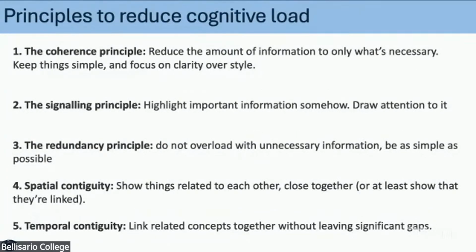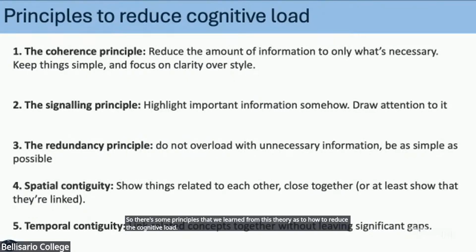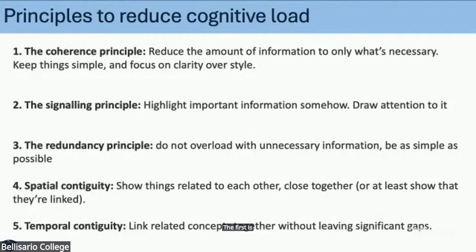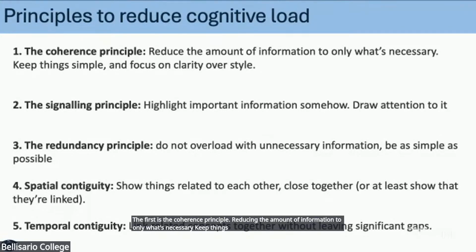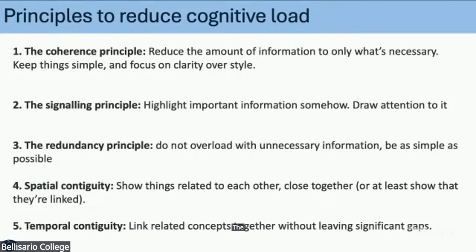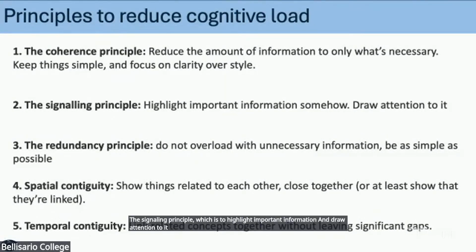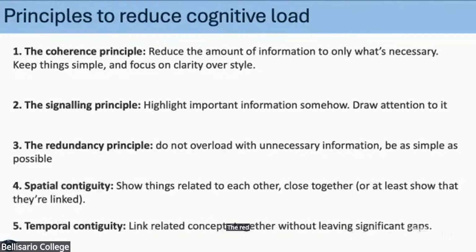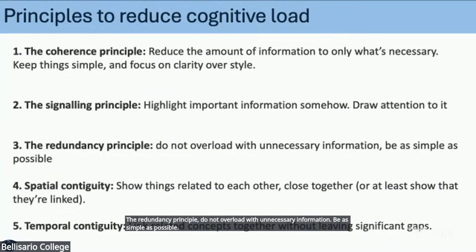So there are some principles we learn from this theory as to how to reduce cognitive load. The first is the coherence principle: reducing the amount of information to only what's necessary. Keep things simple and focus on clarity over style. The signaling principle is to highlight important information and draw attention to it. Easier said than done, I'm sure, for many educators out there. The redundancy principle: do not overload with unnecessary information. Be as simple as possible. Also easier said than done.